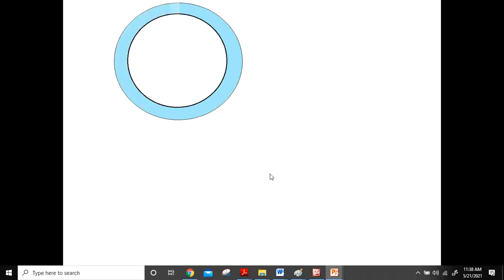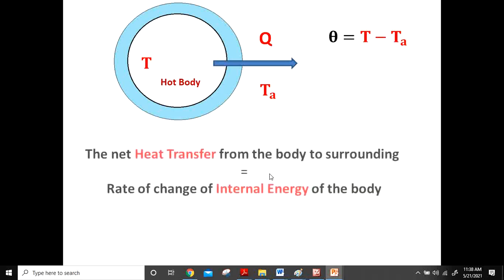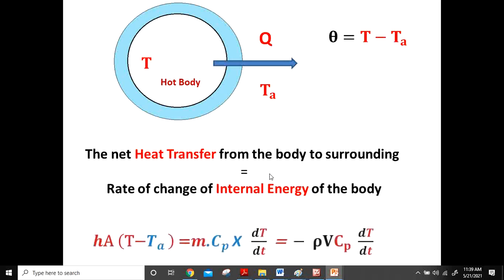See, this is the body I am taking. It is maintained at a hot temperature T. Ambient temperature is TA. Heat will be transferred just because of the temperature difference. I will take the temperature difference theta equal to T minus TA. Therefore, the energy balance equation is given like this. The net heat transfer from the body to the surrounding is equal to the rate of heat transfer of the body.